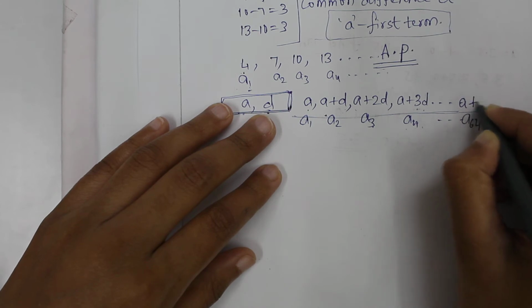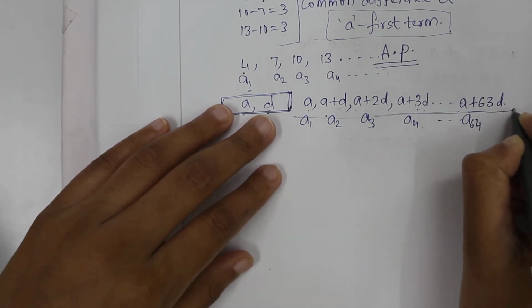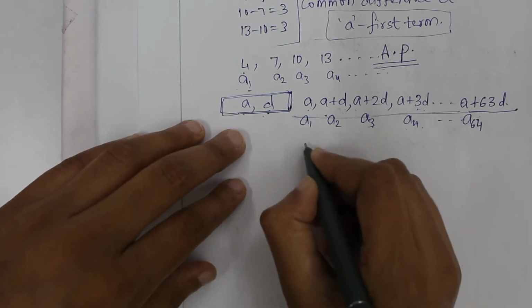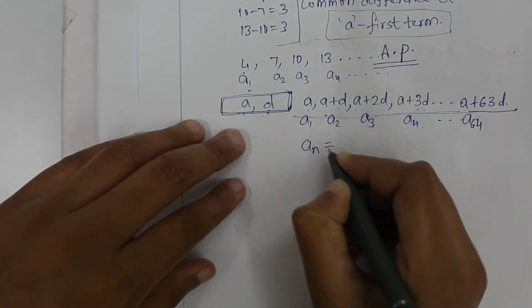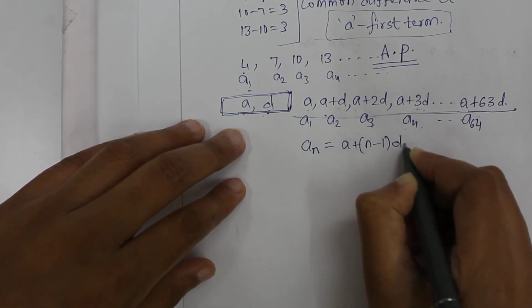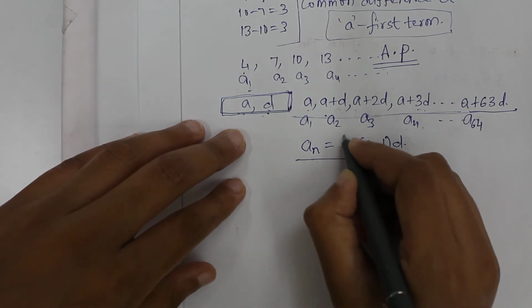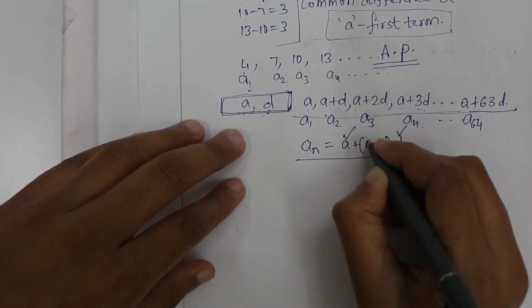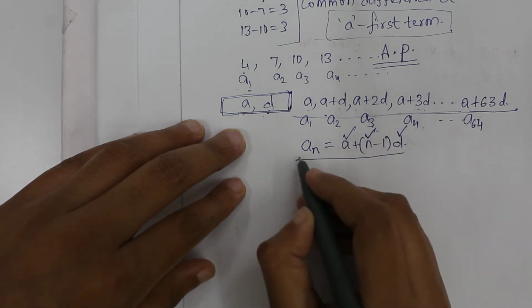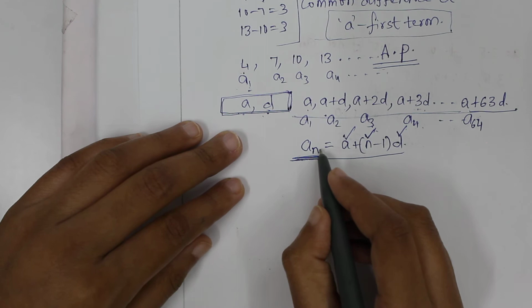A64 becomes A plus 63D. In a similar way, if there is a term called AN, the nth term, what will AN be? AN becomes A plus n minus 1 into D. Here A is the first term, D is the common difference, n is the number of terms, and an is the nth term in the arithmetic progression.